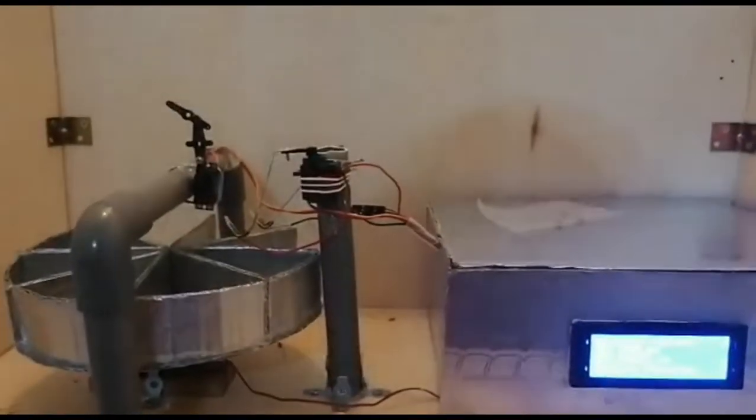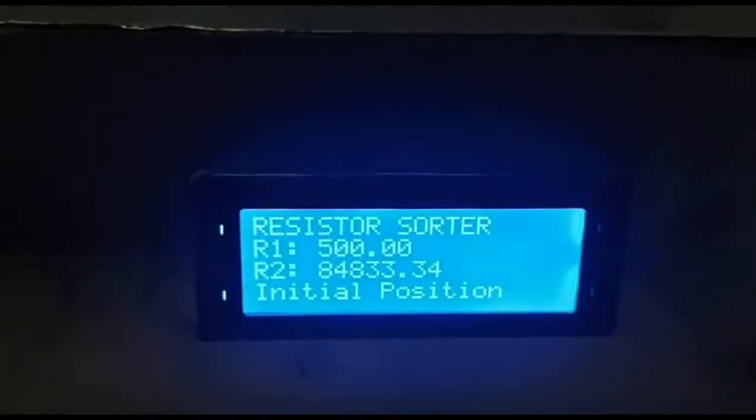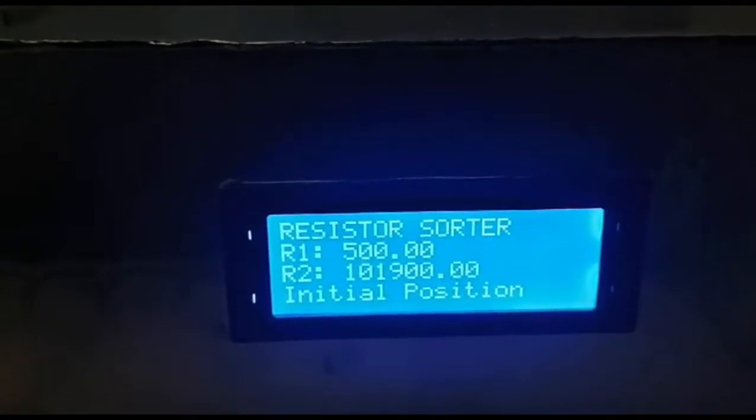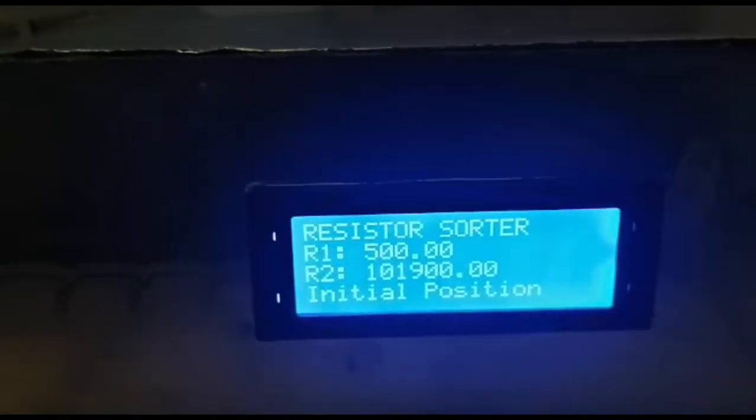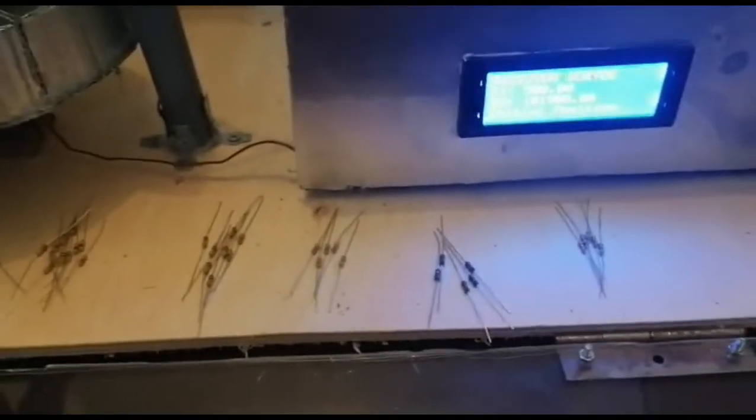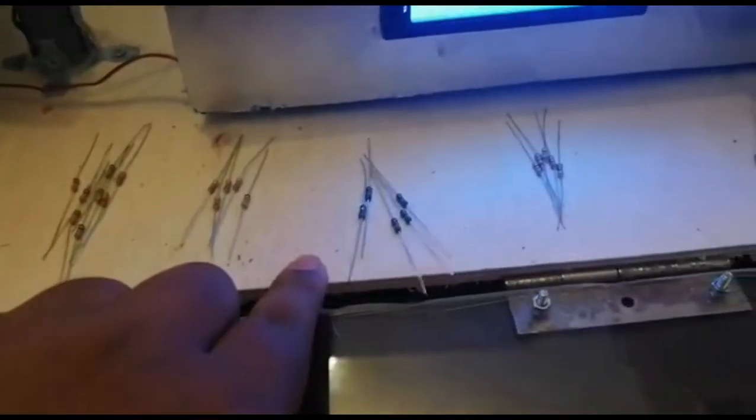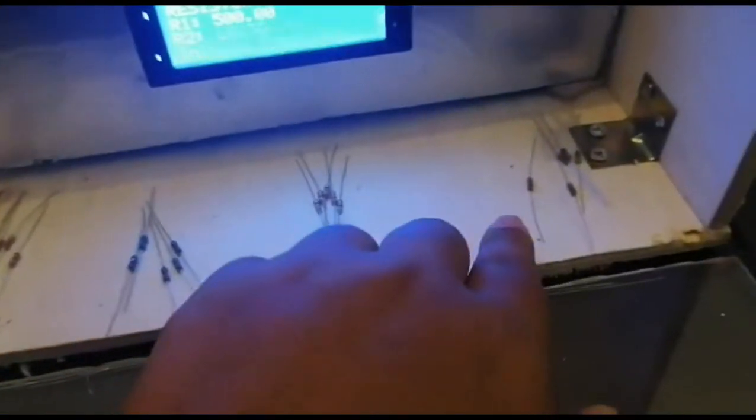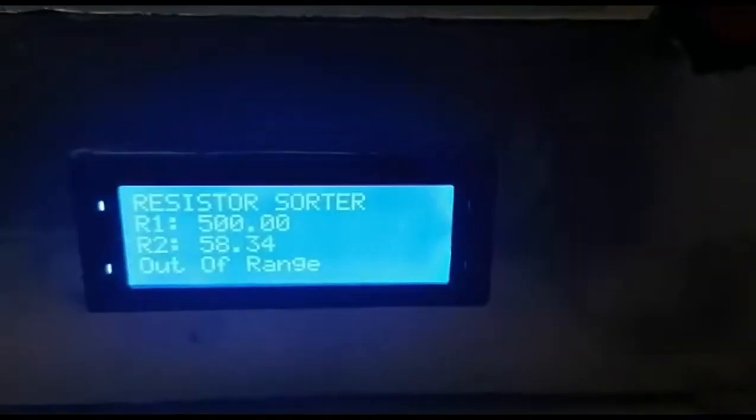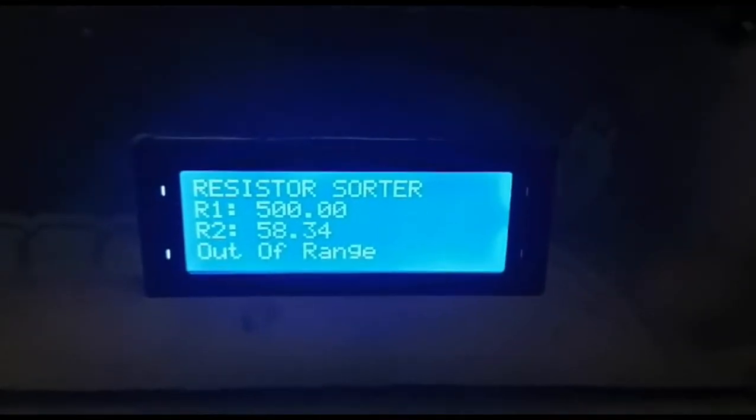Alright, now I will show you an example of the reject product. As you can see here, we have three chosen resistors which we want to sort, which are 100, 500 and 1 kilo ohm. Here I have five resistors to represent out-of-range or reject resistors: 10 kilo ohm, 4.7 kilo ohm, 50 ohm, 6.7 kilo ohm and 730 ohm. First of all, I will take the 50 ohm to show you. As you can see, the value is 58.34, out of range.